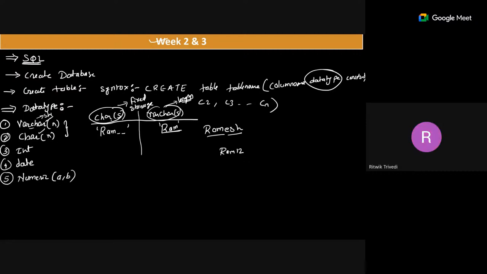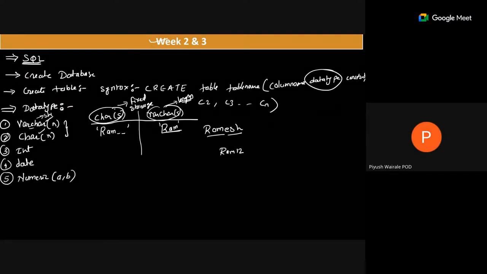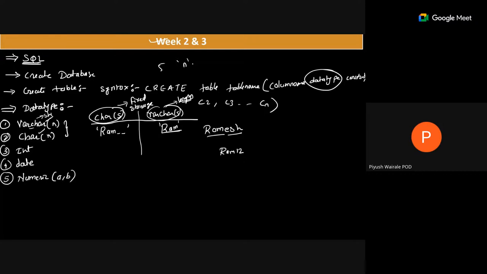Okay, so we are putting n equal to 5. What I am saying is, at max, both data types can take n size. But when you input a string which has fewer than n characters, char will take the fixed amount of storage for its size, and varchar will take variable storage according to the length of the string, because char will fill the remaining spaces with empty spaces. That's it. Now in case of Ramesh, will it truncate or will it just reject? Will it error out? It will reject.